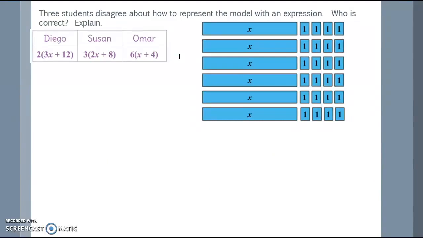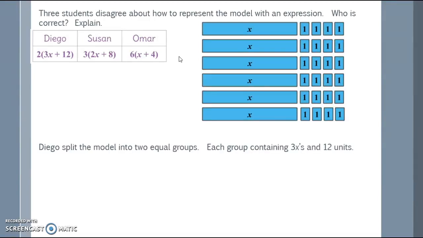3 students disagree about how to represent the model with an expression. Who is correct? Is it Diego, who says it's 2 times 3x plus 12? Is it Susan, who says 3 times 2x plus 8, or Omar, who says 6 times x plus 4?